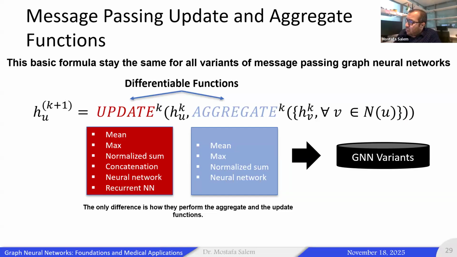I have a question here. Why is the mean the best one to use for aggregation? Why use mean? How many neighbors will each node have? Is it a fixed number, or a variable number?